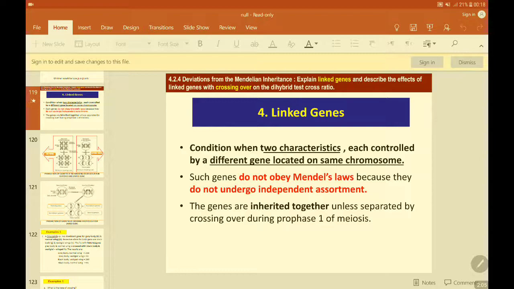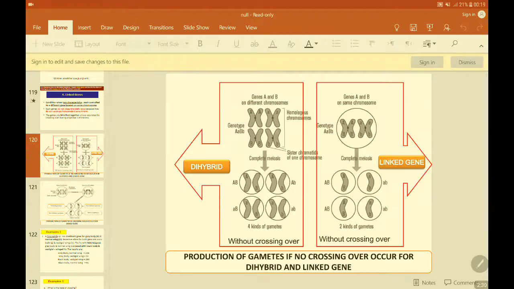Therefore, linked genes do not obey Mendel's law. Why do they not obey Mendel's law? Because they cannot undergo independent assortment. The genes are inherited together unless they are separated by crossing over during prophase 1 of meiosis. For example, you can look at the diagram here.